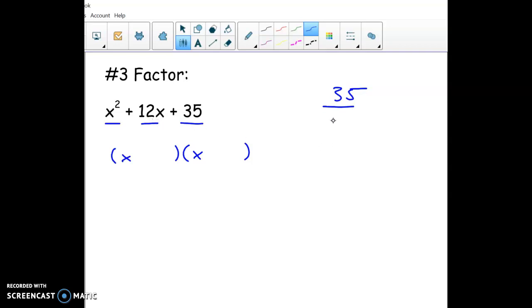Right? And if you're having a hard time, again, I just do 1 divides it, 2 doesn't, 3 doesn't, 4 doesn't, 5 does, 5 and 7, and then 6 doesn't work, and so then that's it. Those are the only factors. So we want to use the pair that'll add up to 12. So positive 5, positive 7.